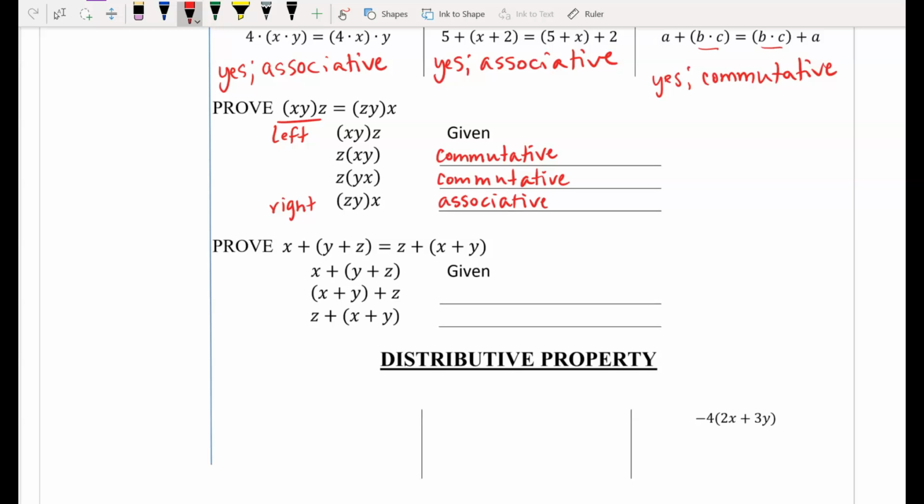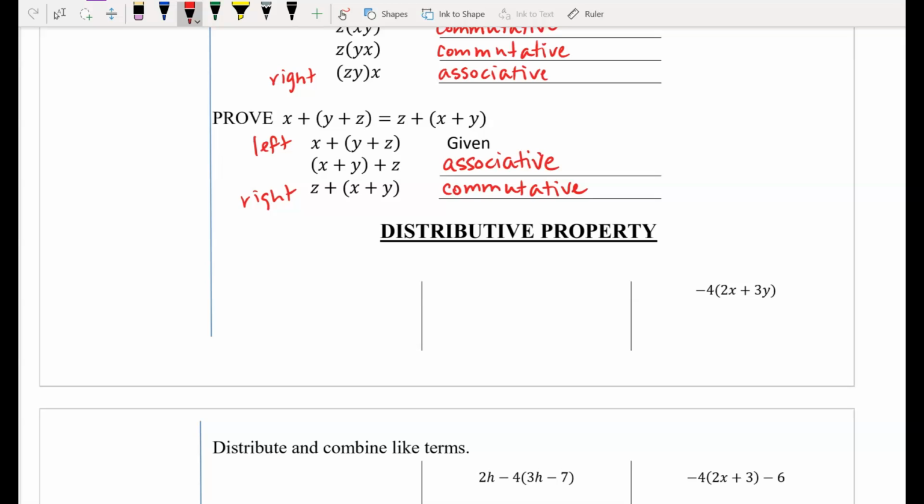Take a minute to prove this next one on your own and then come back and check your answers. Make sure you pause the video. So in the first step, we changed our grouping over addition, so that's associative property. In the second step, or the last step, we changed the order of the terms. Instead of the group plus z, we have z plus the group. That's a change in order, so that is commutative property.